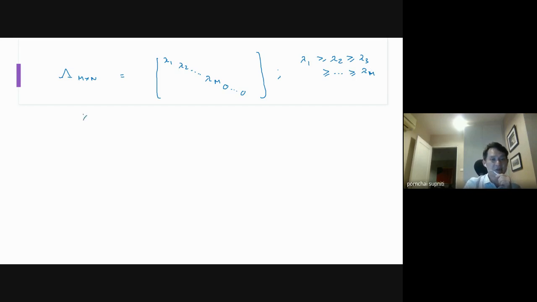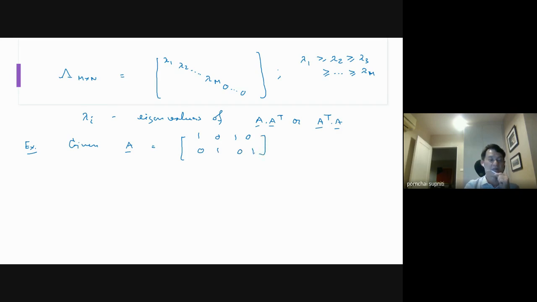And it turns out that this lambda i will be the eigenvalues of A times A transpose or A transpose times A. Both of these will give you the same eigenvalues. Okay. So let's take a look at an example so we understand what we are talking about. So for example, let's say that we are given a matrix A equal to 1, 0, 1, 0, 0, 1, 0, 1. Okay. For simplicity.